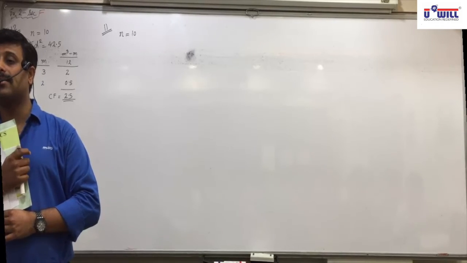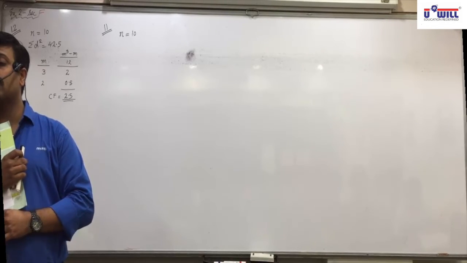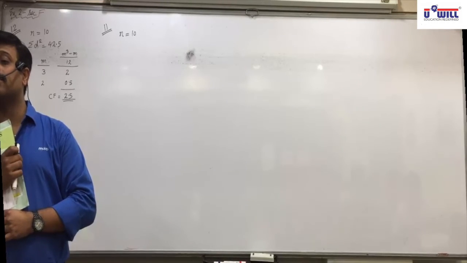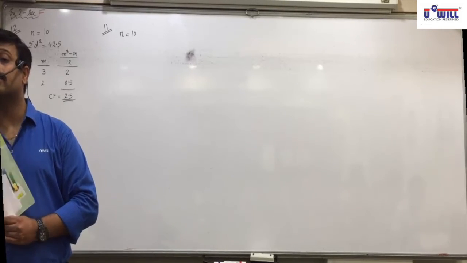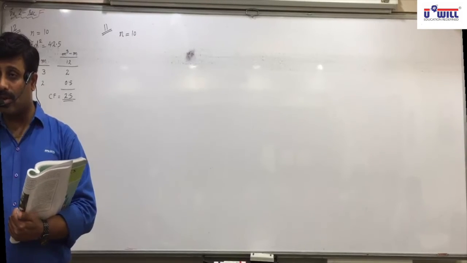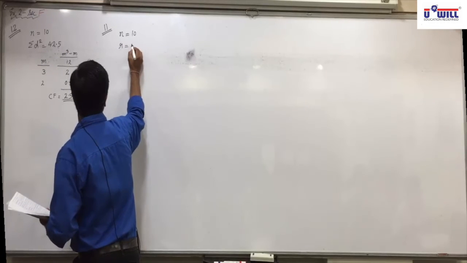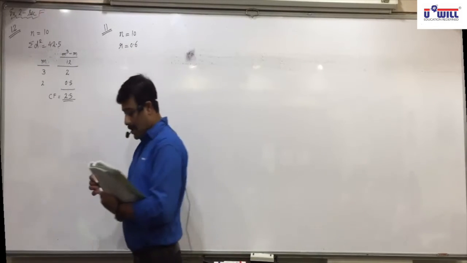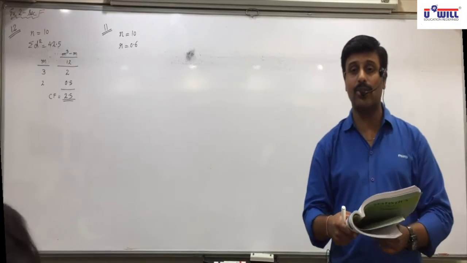Read the next sentence. The rank correlation coefficient for this information is 0.6. What is 0.6? How will you denote it? What will you write? Yes, be attentive when I am discussing. Don't talk in between. So now, all of you write down R equals to 0.6. Rank correlation coefficient is 0.6 means R equals to 0.6.